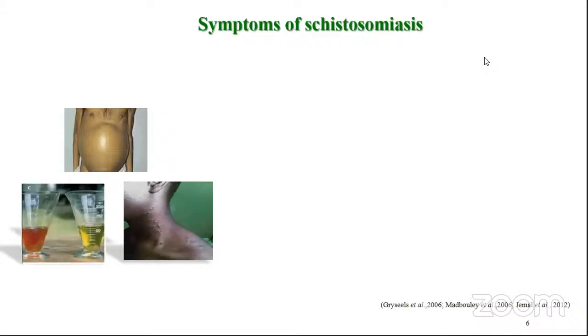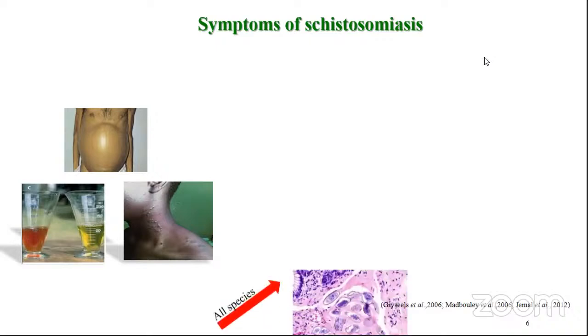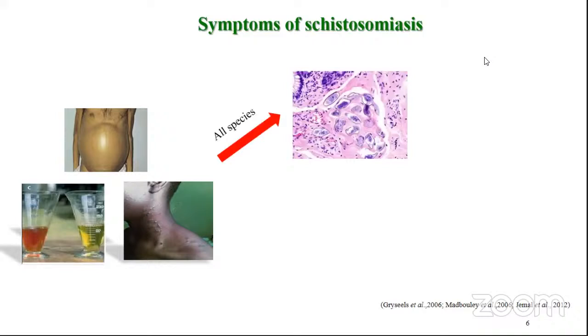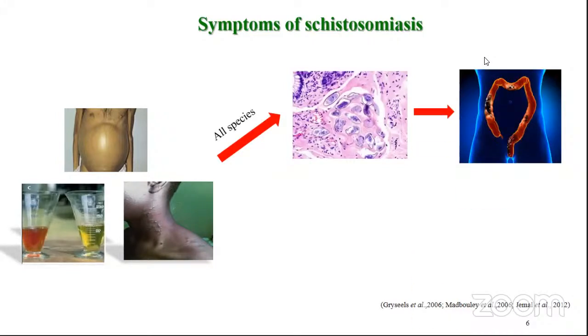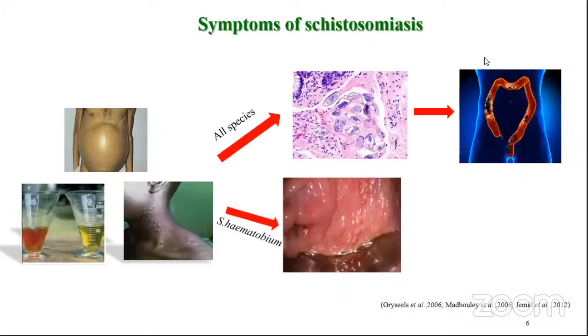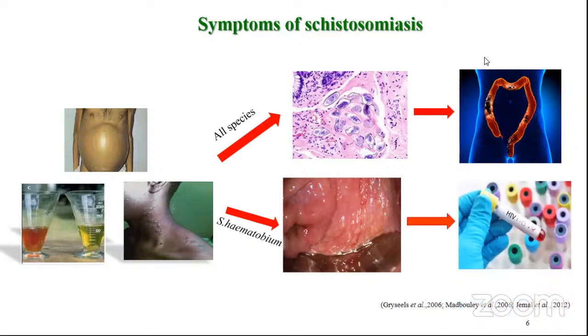The symptoms that can be seen in patients with schistosomiasis include Katayama fever, diarrhea, and, in the case of urogenital schistosomiasis, hematuria can also be noticed. All species of Schistosoma are associated with granuloma formation, which is associated with the development of colorectal cancer as well as bladder cancer.